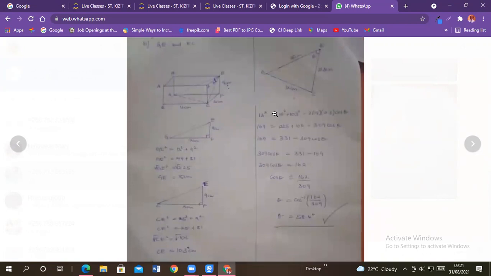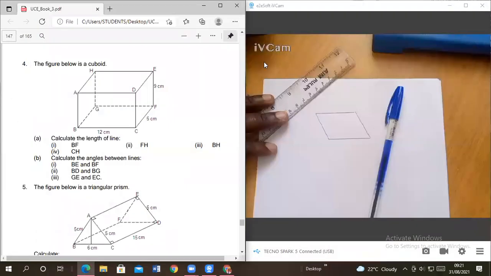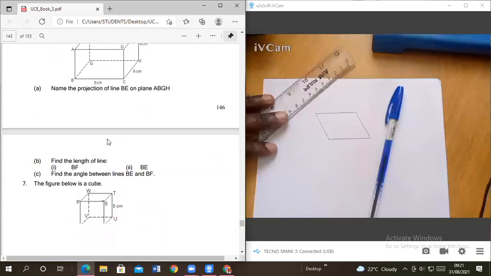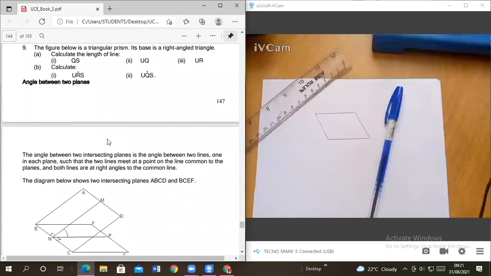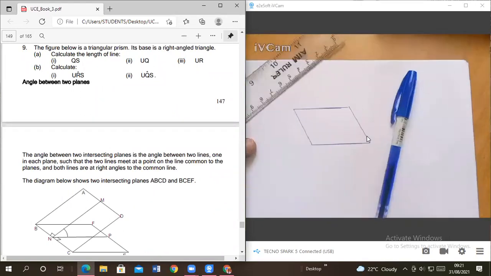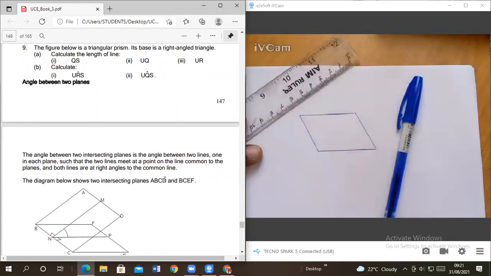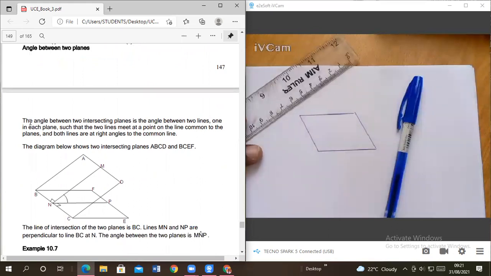Okay. So today let us look at the angle between two planes, or the angle between a plane and a plane. I have this figure here. They are saying that the angle between two intersecting planes is the angle between two lines. Let me repeat that for you. The angle between two intersecting planes is the angle between two lines.